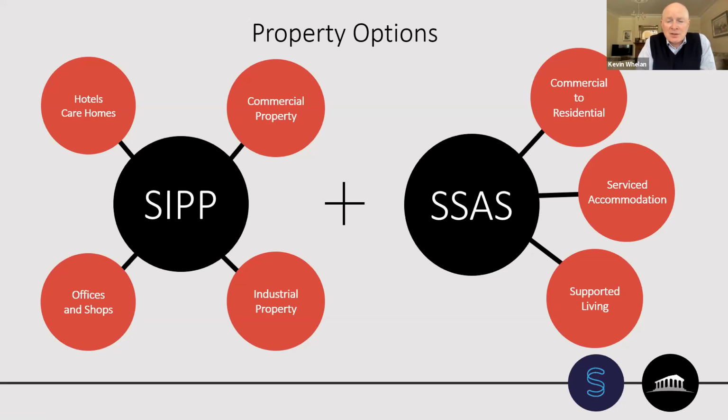So here's the thing to know. A SSAS can always do more. There is nothing, I'm going to repeat this, nothing that a SIPP can do that a SSAS can't do.